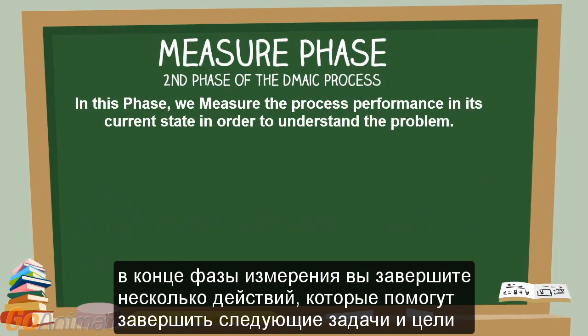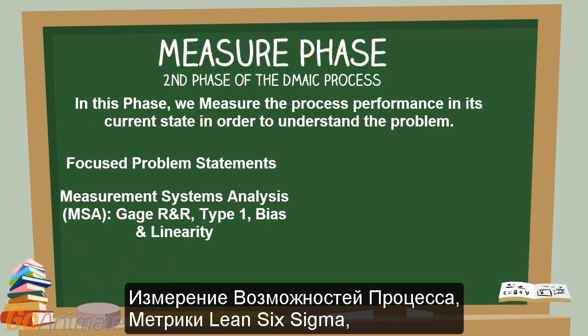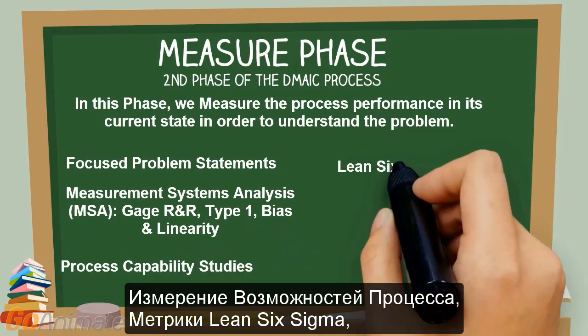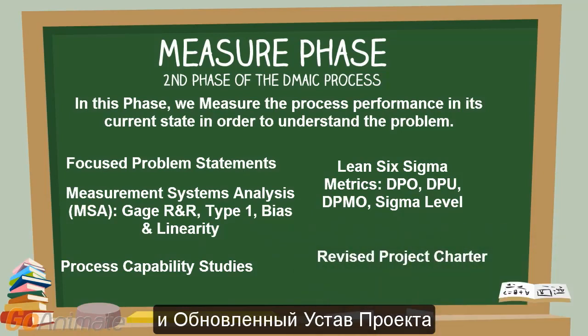At the end of the measure phase, you will have completed several activities in order to complete the following tasks and objectives: focused problem statements, measurement systems analysis, gauge R&R, Type 1, bias and linearity, process capability studies, Lean Six Sigma metrics, DPO, DPU, DPMO, and Sigma level, and revised project charter.